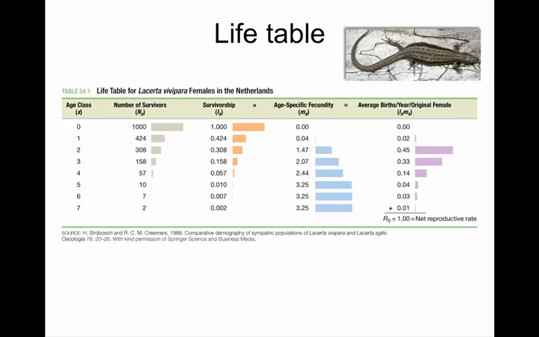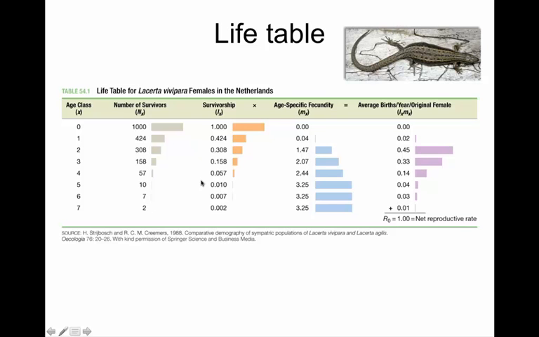This is where we left off last time, considering life tables. So this is table 54.1 from your textbook. We had gone through the information that is available in this table and how this helps us to understand which age classes are contributing to the changes in the population the most.